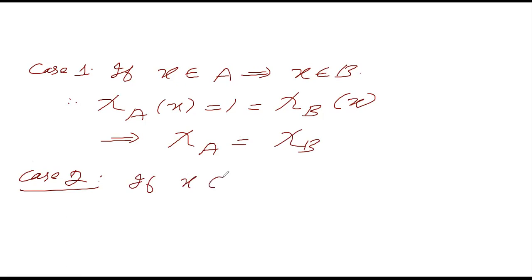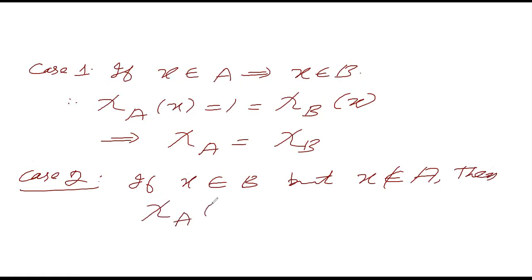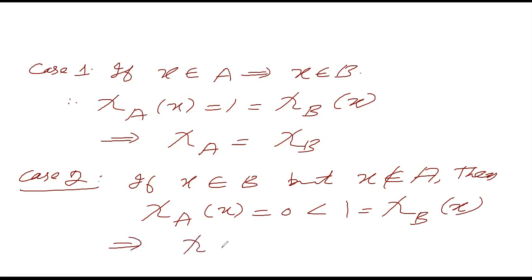If X belongs to B, but X is not in A, then what is chi A of X? Chi A of X is equal to 0, which is strictly less than 1, where 1 is equal to chi B of X. So therefore, in this case, chi A is strictly less than chi B.